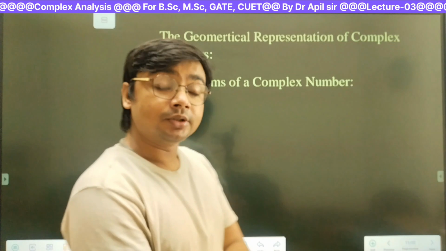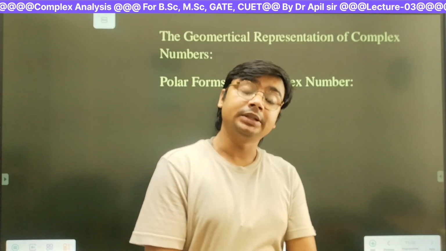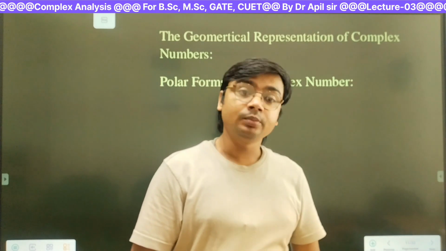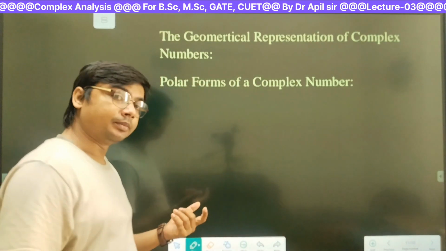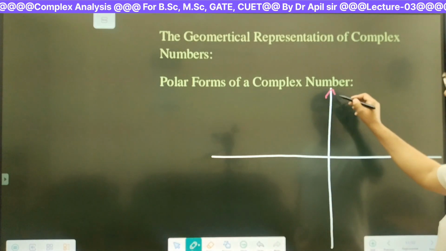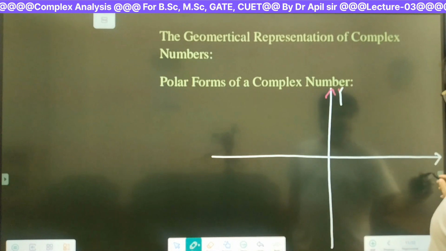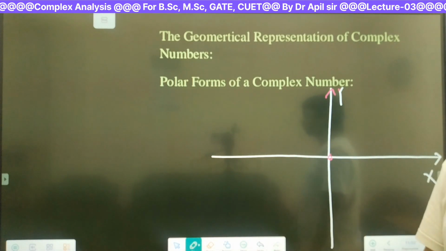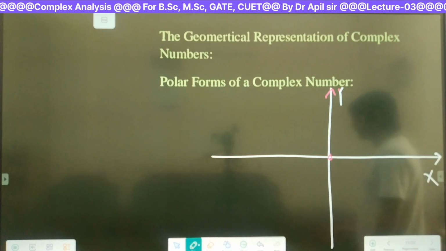Here I will try to convert this standard form, that means x plus iy form, into another form which we call the polar form, right? Dear students, I think all of you know this Cartesian system, right? This is the y-axis, this is called the x-axis, this is the origin.